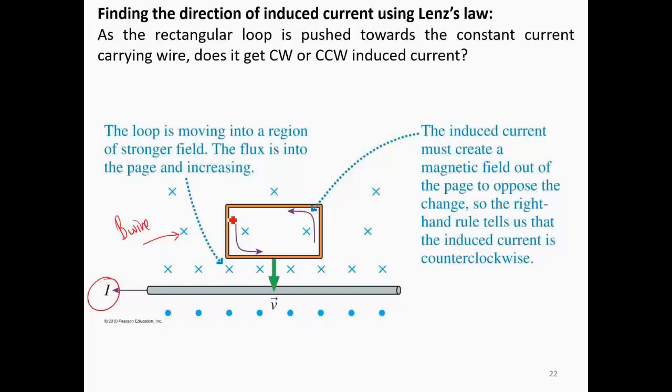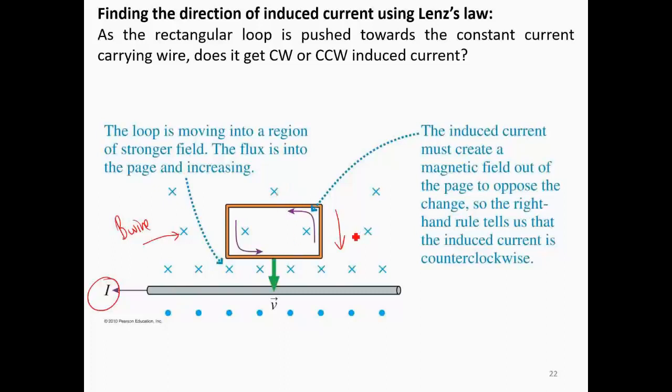Now you have this rectangular coil, a loop, that is pushed towards the wire. What current do you get, clockwise or counterclockwise? Let's first try to understand. First of all, you need to figure out the magnetic field due to the wire in this region. It is into the page.